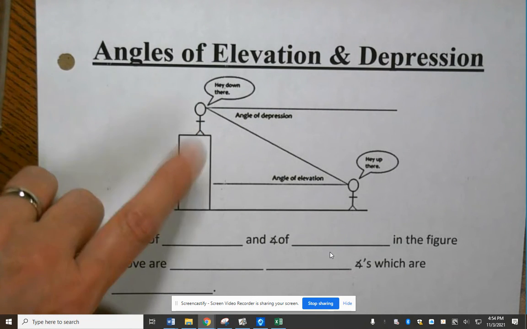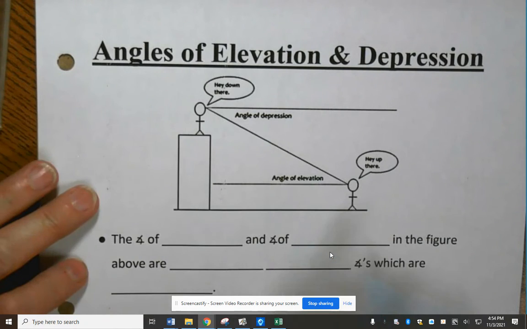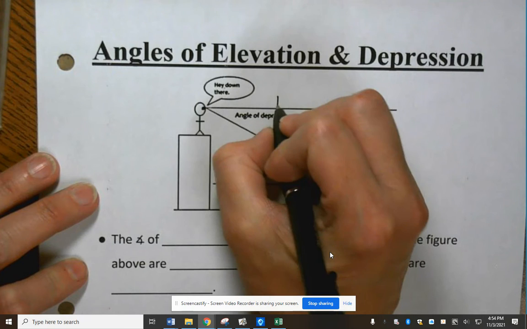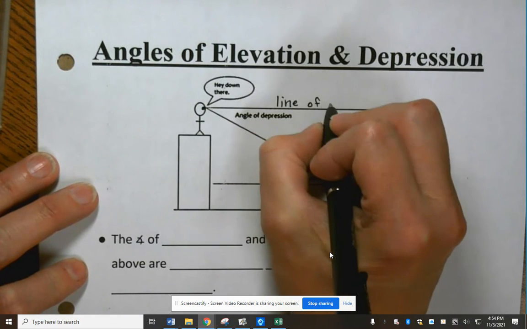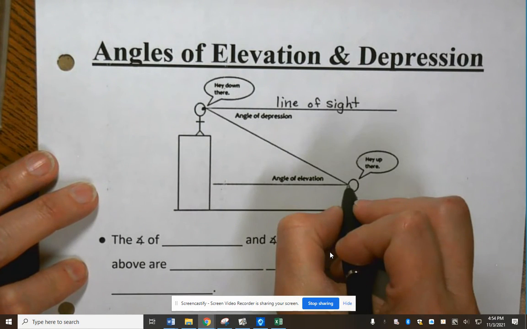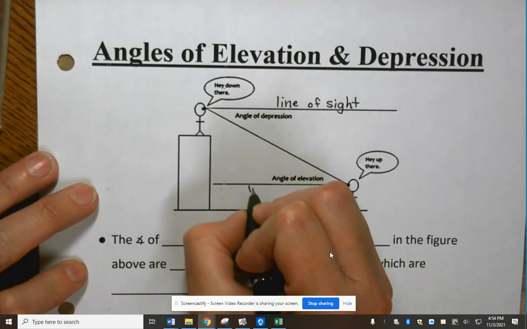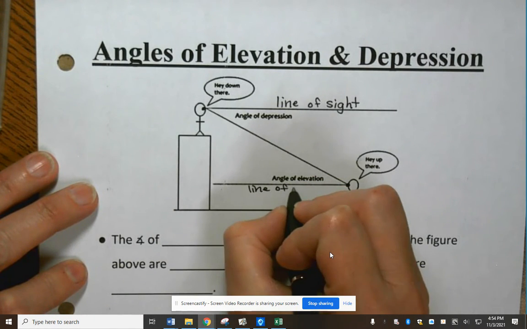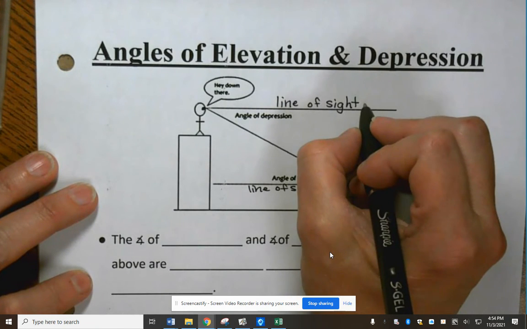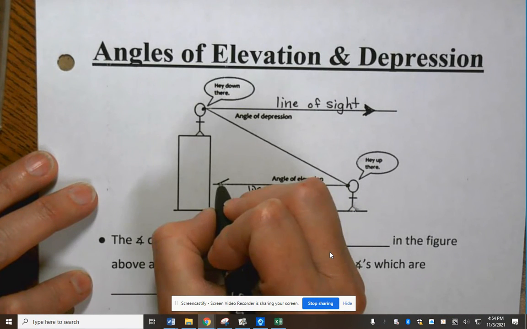So we have these two guys, one's on the top of a building and one's down here on the ground. So the guy up here at the top, here's his eye. So he's looking straight out. This is his line of sight. And the guy down here on the ground, there's his eye. So this is his line of sight if he looks straight out. Now I want you to pay attention to these lines of sight for both guys, and they are parallel.